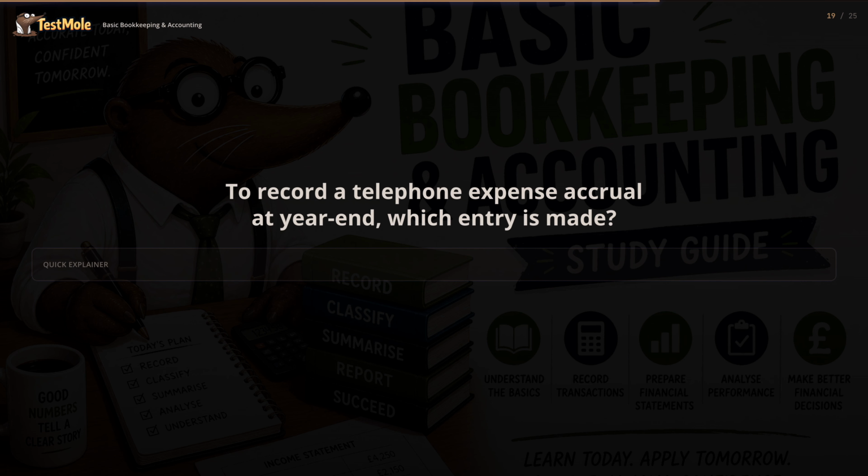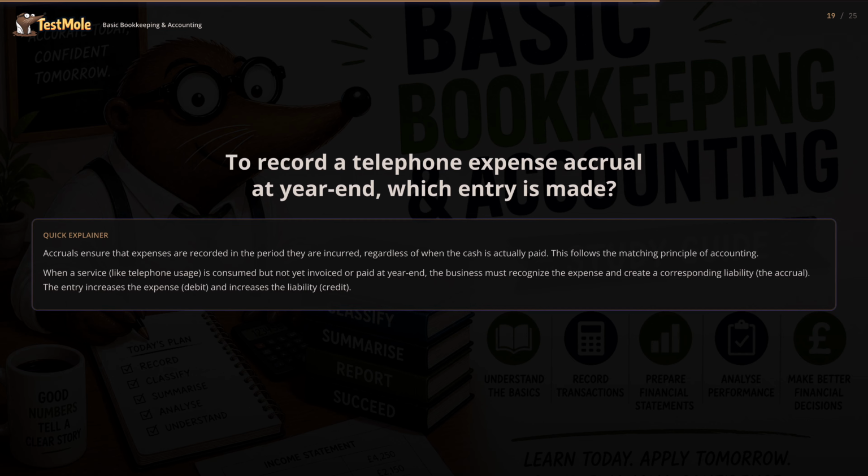To record a telephone expense accrual at year-end, which entry is made? Accruals ensure that expenses are recorded in the period they are incurred, regardless of when the cash is actually paid. This follows the matching principle of accounting.